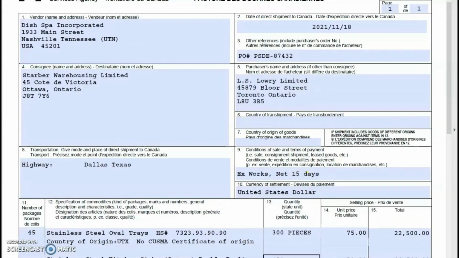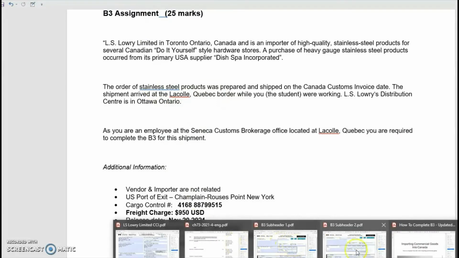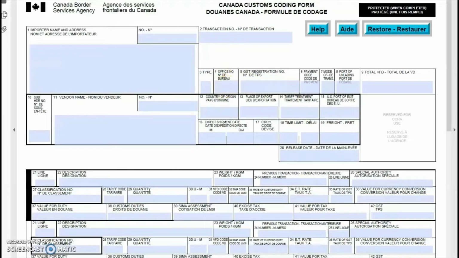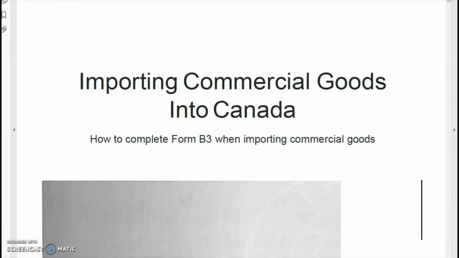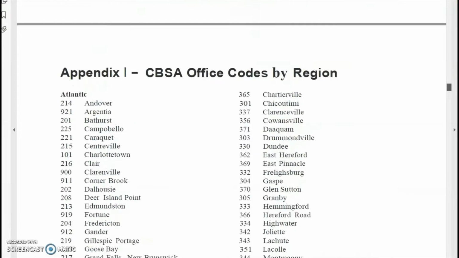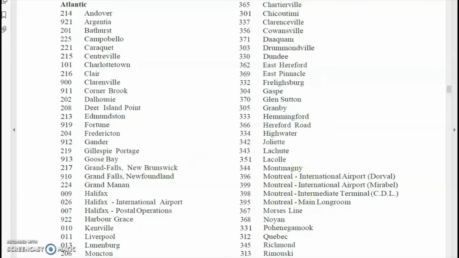Okay, so you also have some additional information. And additional information tells you about the shipment, tells you that the shipment has arrived at Laval, Quebec. Okay, and that the U.S. port of exit is Rouse's Point, New York. Now, you need this information because on the B3 you have to fill it out, and on the B3 you need to put the office number, and the office is Laval, Quebec. So where do you get that information? You go to our booklet, Importing Commercial Goods into Canada. You go down to CBS Office by Region, you go to Quebec, and you find Laval, and you put the number down.